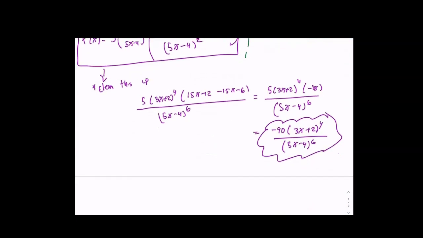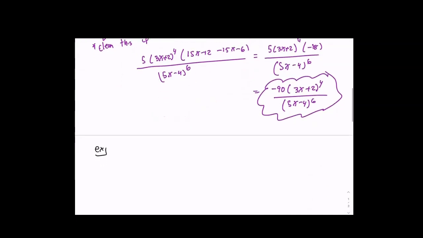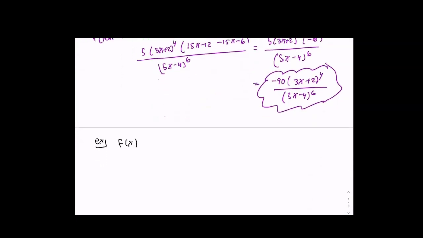Let's do another example. I'm running out of time already. Probably shouldn't take that long. f of x equals x cubed times x to the 4th minus 2, to the 5th. Okay?